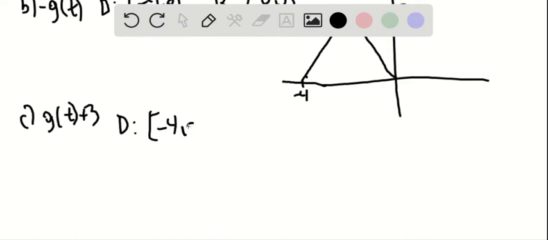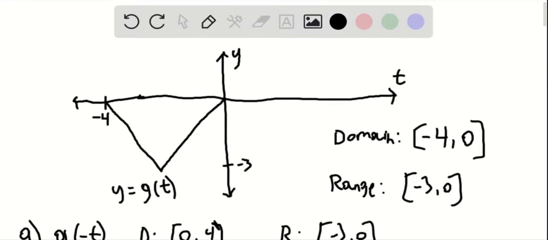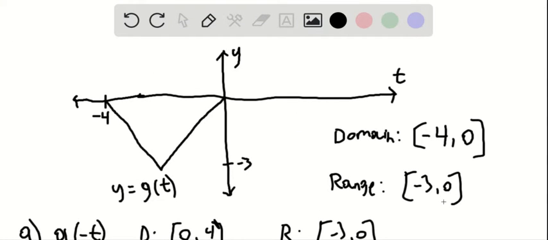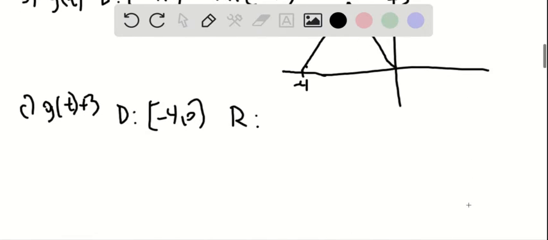And then our range, well, we just shift up by 3 units. So the range now goes from 0 to 3. Instead of -3 to 0, we now shift it up by 3 units. So the range is going from 0 to 3.